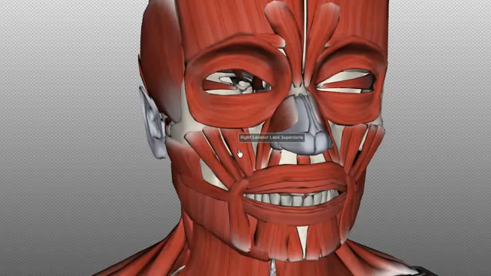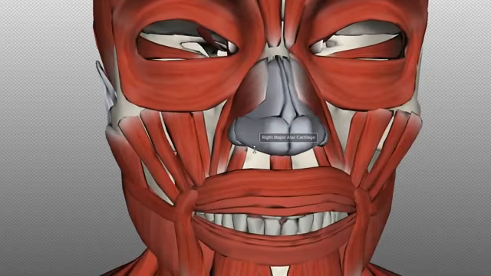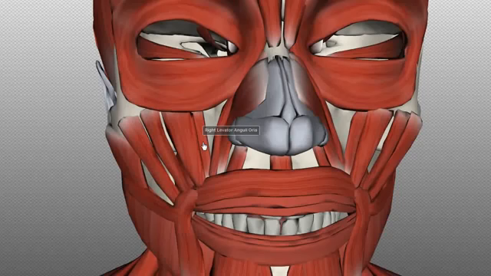And if we look a bit closer, we can see the muscle that lies underneath it. This is the levator anguli oris. Remember, oris, orifice, that refers to the mouth. Anguli means corner in Latin, so it's the lifter of the corner of the mouth. So it raises the corner of the mouth.